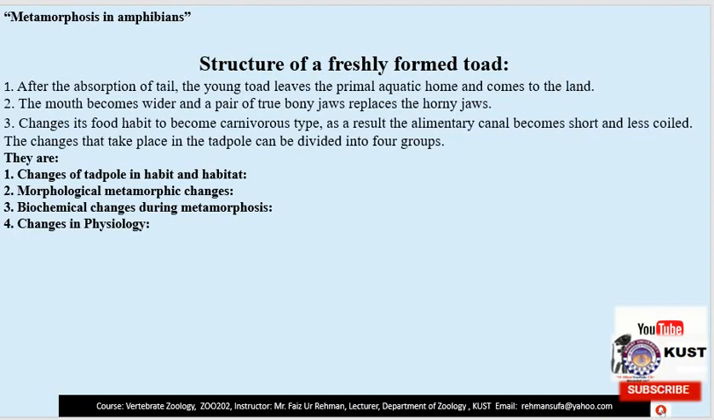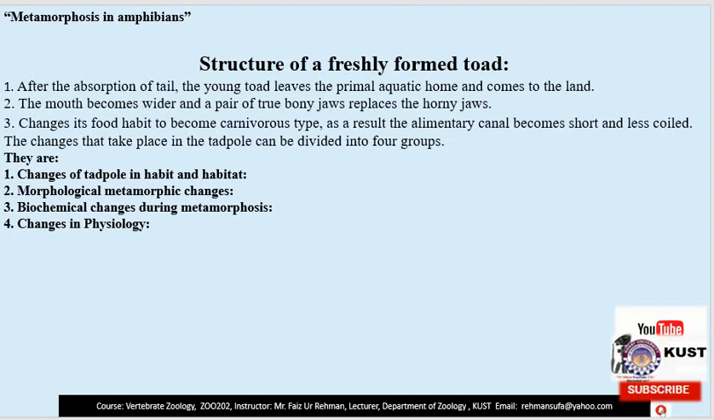Structure of a freshly formed toad. After the absorption of the tail, the young toad leaves its primal aquatic home and comes to the land. The mouth becomes wider and a pair of true bony jaws replace the horny jaws. It changes its food habit to become carnivorous. As a result, the alimentary canal becomes short and less coiled.